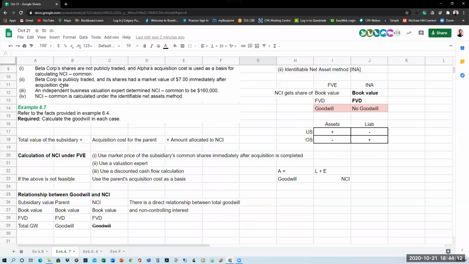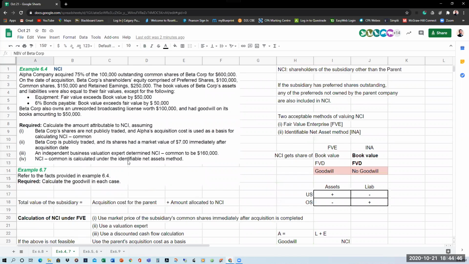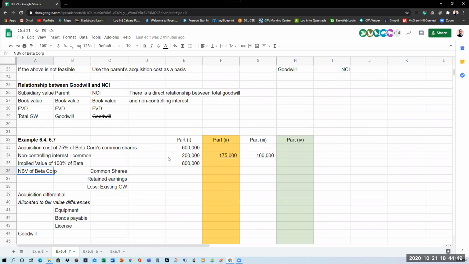Part 4. NCI common is calculated under the identifiable net assets method. What did I say about the identifiable net assets method? Under this method, NCI is allocated its share of book value and fair value differences. So we want to first calculate the net book value of Beta Corp. Now, net book value of Beta Corp is common shares. So we're just talking about the common shares portion. The preferred shares are put on one side. We're not even touching them.